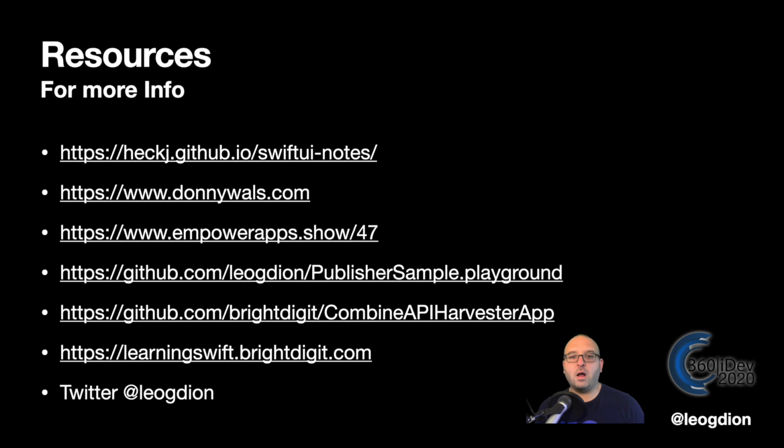There's a couple of sample repos you can check out. There's one in my personal repo, which is a playground which has a sample for a publisher. And then if you're interested in how other older APIs can be used with Combine, check out my Combine API Harvester app on my BrightDigit user as well.